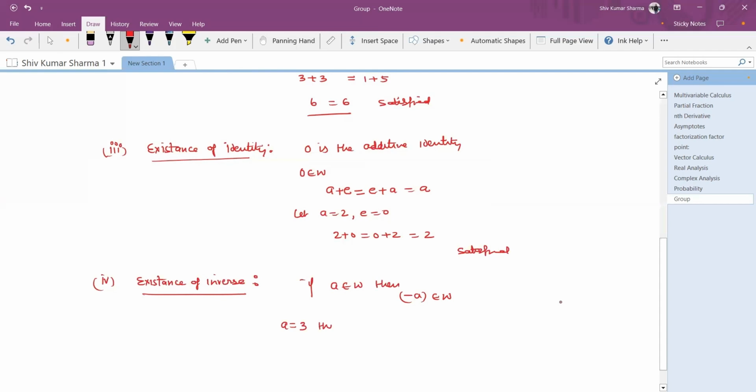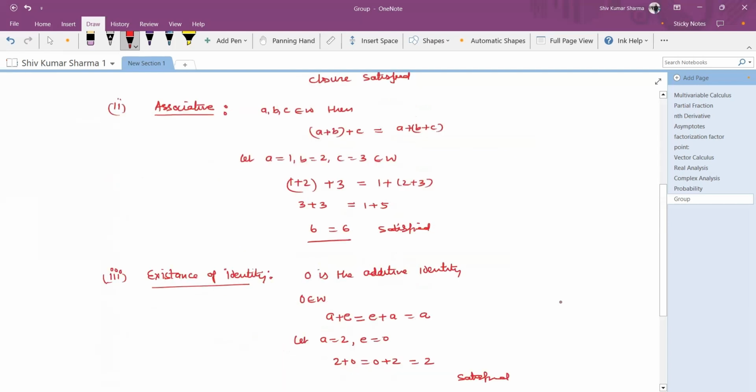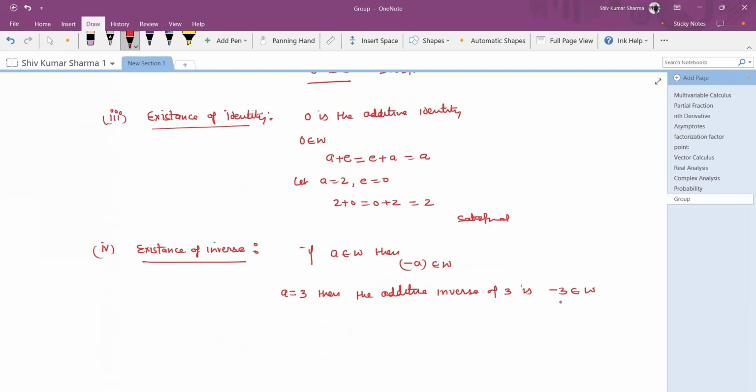Then the additive inverse of 3 is minus 3. Does minus 3 belong to W or not? No, because W contains only the positive values. So minus 3 does not belong to W.